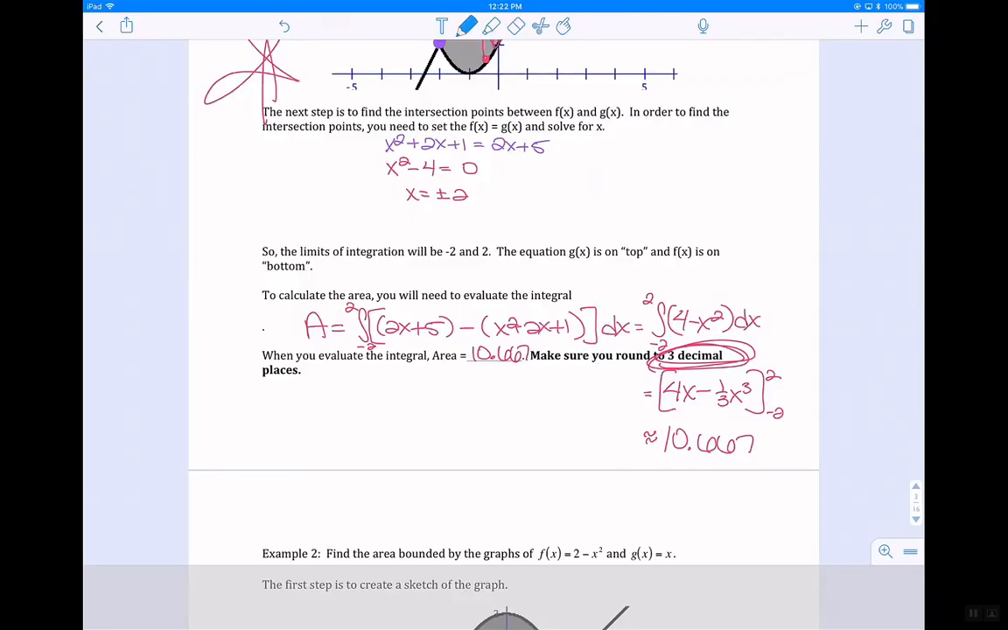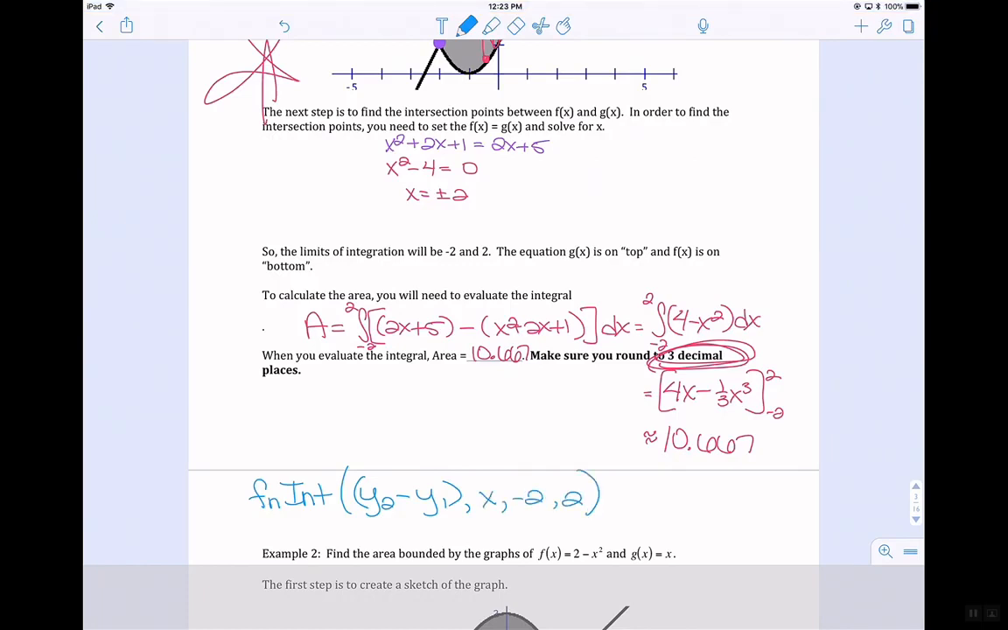So if by some chance you get fnInt and a parentheses, then you're going to plug in, and it was y2 that comes first, minus y1. You're going to put an extra set of parentheses around there. Then you're going to go comma, x, comma, -2, comma 2, and hit enter.